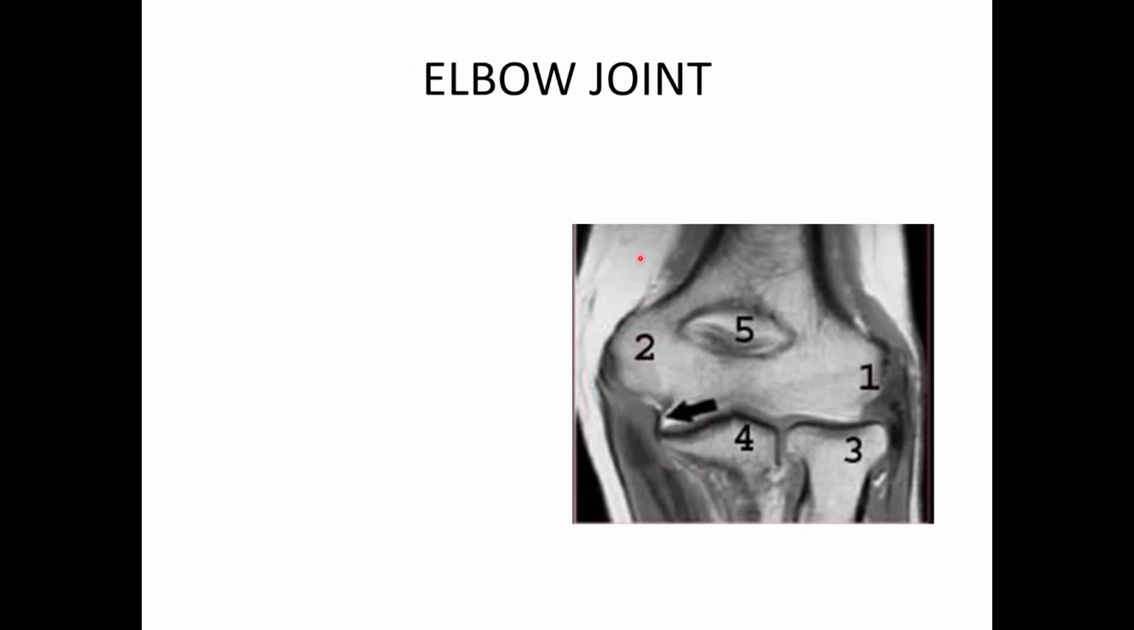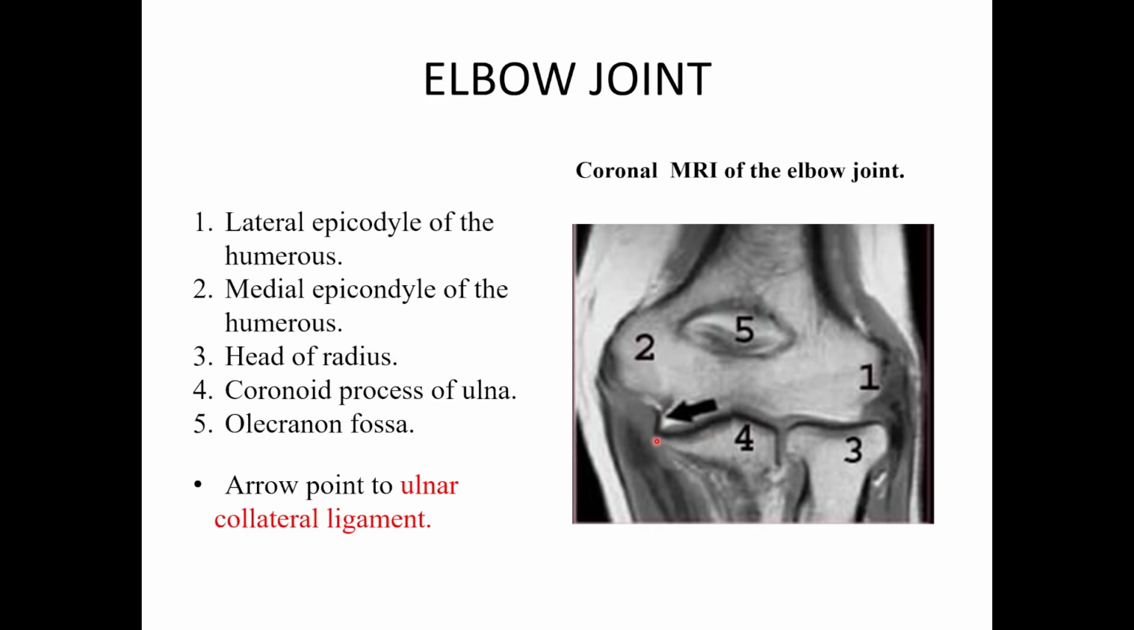Here's the elbow joint. This is an MRI modality, coronal section. 1 we have the lateral epicondyle of the humerus. 2 we have the medial epicondyle of the humerus. 3 we have the head of the radius. 4 we have the coronoid process of the ulna, and 5 we have the olecranon fossa, and the arrow points toward the ulnar collateral ligament.